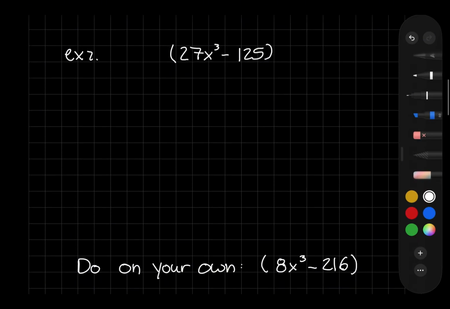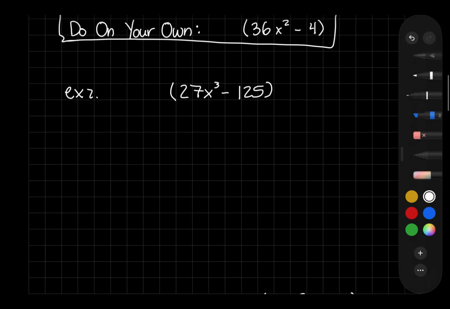All right, now I'm looking at example 7. 27x cubed minus 125. Well, I know that I'm dealing with the difference of something because I'm looking at a subtraction symbol right there. And also, to the power of 3, another way of saying that is cubed. So I know I am dealing with difference of cubes. I'm going to go ahead and write that over to the side. Difference of cubes.